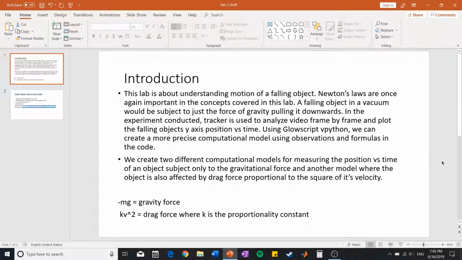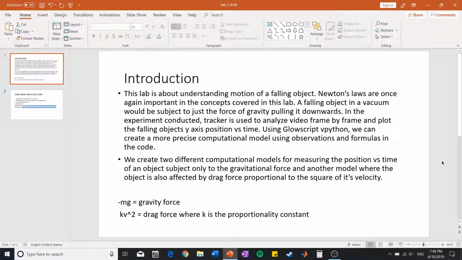In this lab, we focus on understanding the motion of a falling object. Newton's laws are once again important in the concepts covered in this lab. A falling object in a vacuum would be subject to just the force of gravity pulling it downwards. And in the experiment we conduct, we use Tracker to analyze video frame by frame and plot the falling object's y-axis position versus time. Using LowScript VPython, we can create a more precise computational model using observations and formulas derived from the experiment in the code.